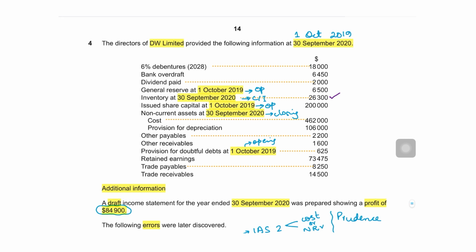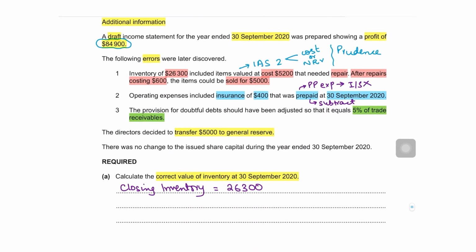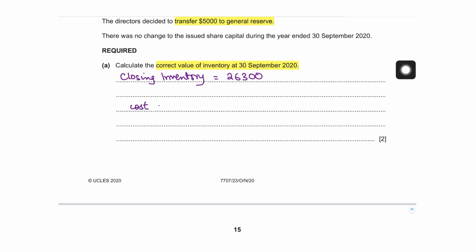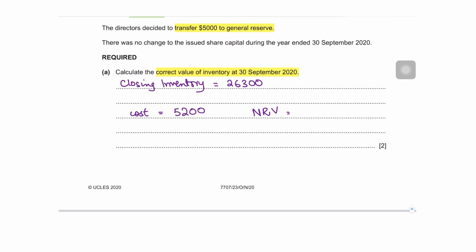Yes, 26,300. Now we were told that inventory which has a cost is equal to 5,200, whereas the net realizable value, the NRV, is... what is the formula to calculate NRV? Estimated selling price minus the repair cost minus the cost to sell.